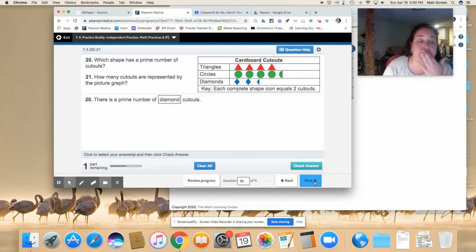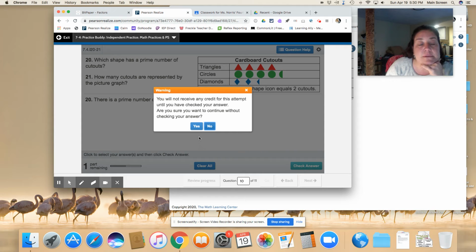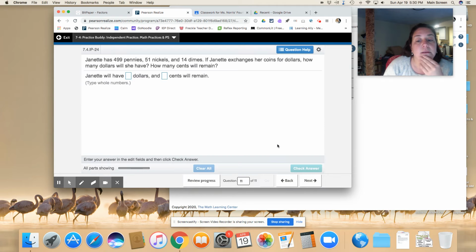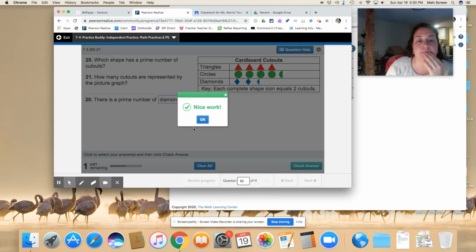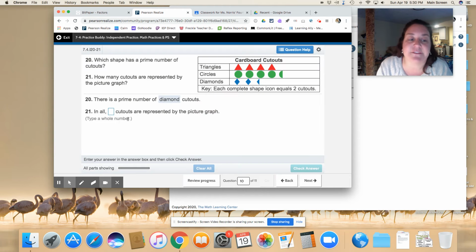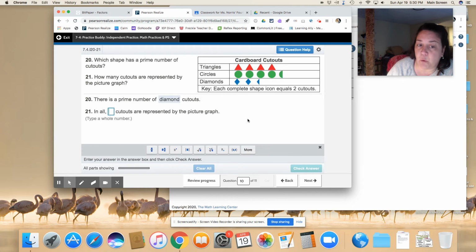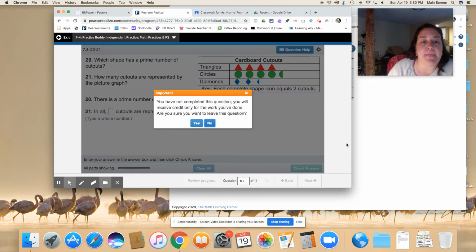And then it's going to ask you about 21. Wait a minute, they didn't answer number 2. How do you go to the next? Oh, okay. So you have to answer it first. Okay. In all, blank cutouts are represented by the picture graph. So it wants you to type a whole number. So that means triangles has 8, circles has 9, diamonds has 5. You have to add 8 plus 9 plus 5. And what's the whole number that you would get? All right. That's that one.